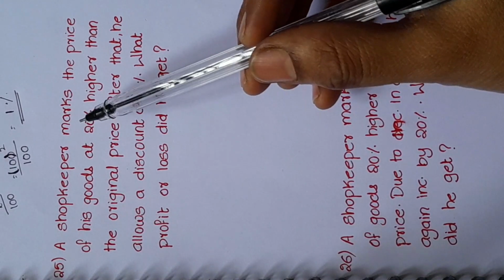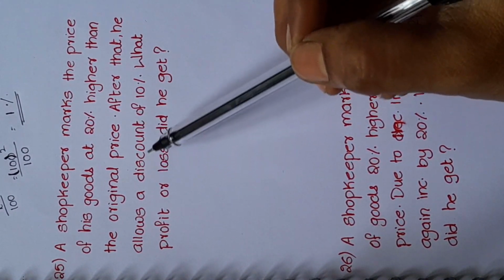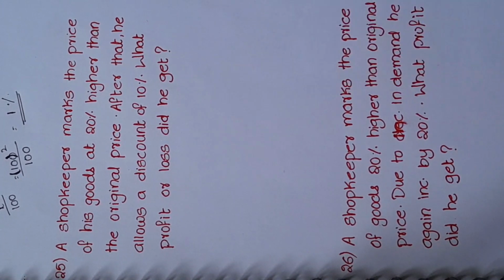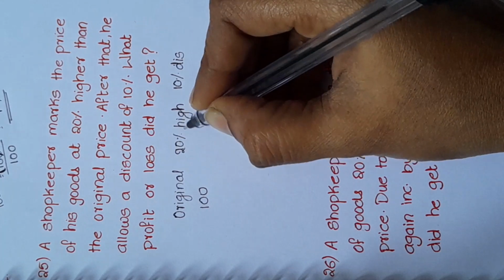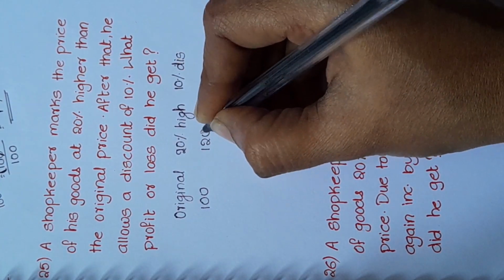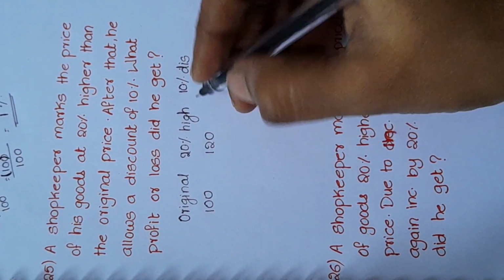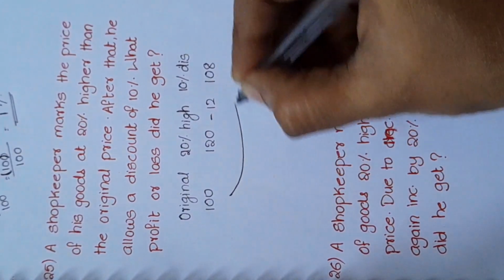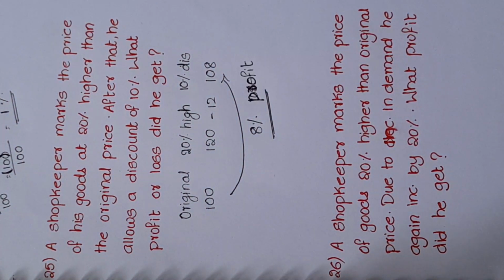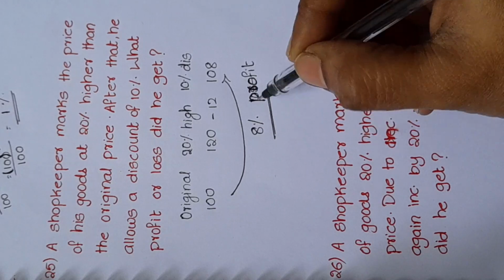25th question. A shopkeeper marks the price of his goods at 20% higher than the original price. After that, he allows a discount of 10%. What profit or loss did he get? Let the original price of the product be 100 rupees. If 20% is increased, it becomes 120. And after 10% discount is given from 120, so we should minus 12. That is, we get this as 108. So there is a difference of 8%. The original price is 100 and now the price is 108. So he gets a profit of 8%.